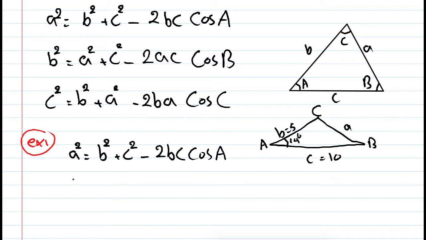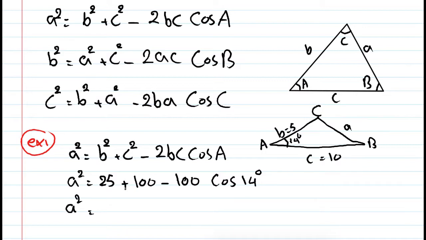So a squared, that is what I'm trying to find. a squared equals b squared, so b equals 5, it will equal 25, plus c squared equals 100, minus 2 times b times c. b times c equals 10 times 5 equals 50. 50 times 2 equals 100. Cosine of 14 degrees. Okay, so a squared equals 25 plus 100 equals 125, minus 100.